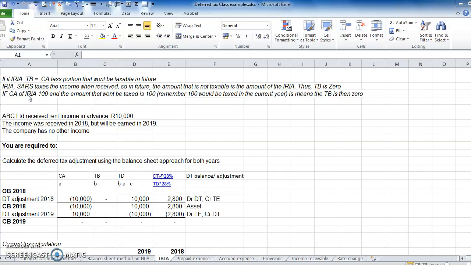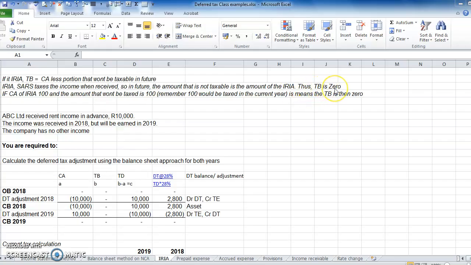So if we look at the tax base, right? The tax base of income received in advance is the carrying amount less the portion that won't be taxable in future. So what won't be taxable in future? The amount that we have received, right? Because why won't it be taxed in future? Because it was taxed in year 1. So it will not be taxed in future because it's already been taxed in the current year. Right? So income received in advance, SARS taxes the income when it is received. So in future, the amount that won't be taxable is the amount that we received and recorded as income received in advance.